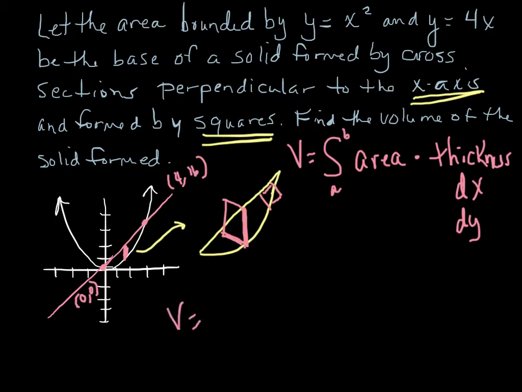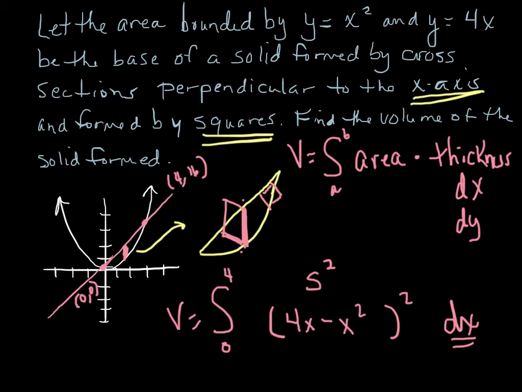So my volume is going to be the integral. We already know it's a dx problem, and we're going to go from 0 to 4. Those are my x points for my integration. Then I'm going to use my area of a square, which is s squared. So I just need to take the side and square it. Well, the side is going to be the distance between your two curves, like here. And so that side would be top minus bottom, since it's a dx problem. Top is 4x minus bottom x squared. And that would be your integral that would find your volume.